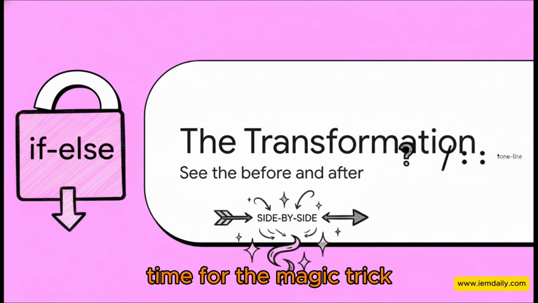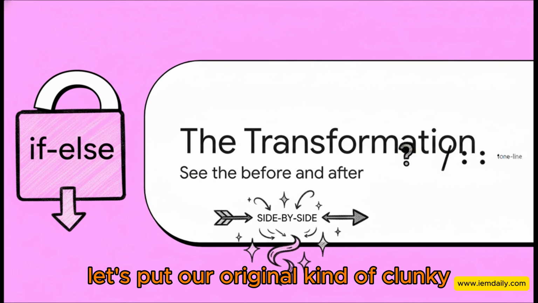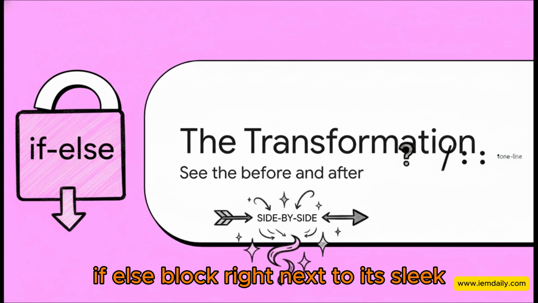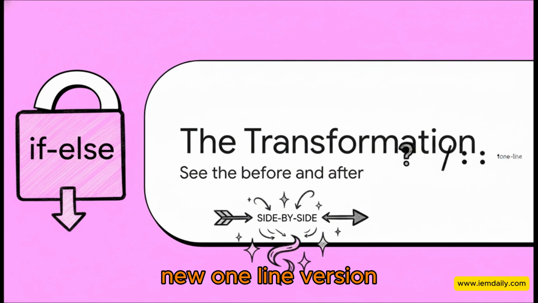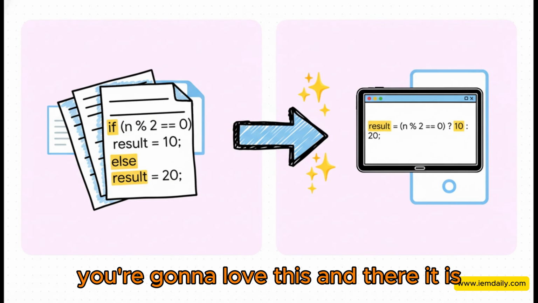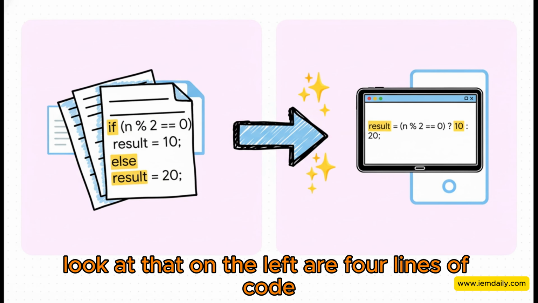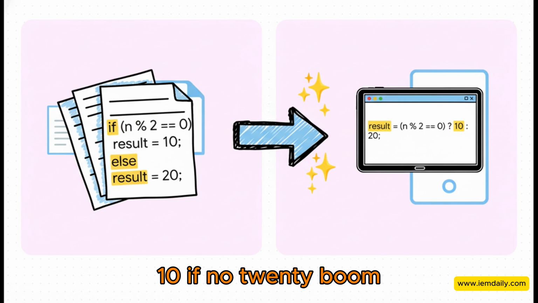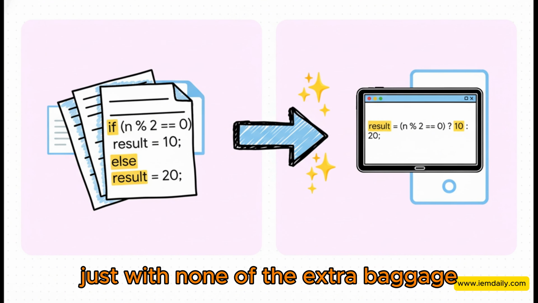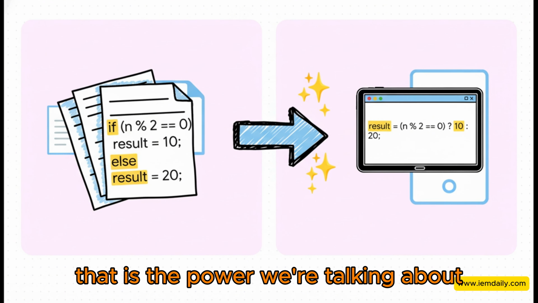All right, time for the magic trick. Let's put our original kind of clunky if-else block right next to its sleek, new 1-line version. You're gonna love this. And there it is. Look at that. On the left are 4 lines of code. On the right, the exact same logic in 1. Let's read it out. The result equals, is n even? If yes, 10. If no, 20. Boom. It's so clean, so direct. It's the same result, just with none of the extra baggage. That is the power we're talking about.